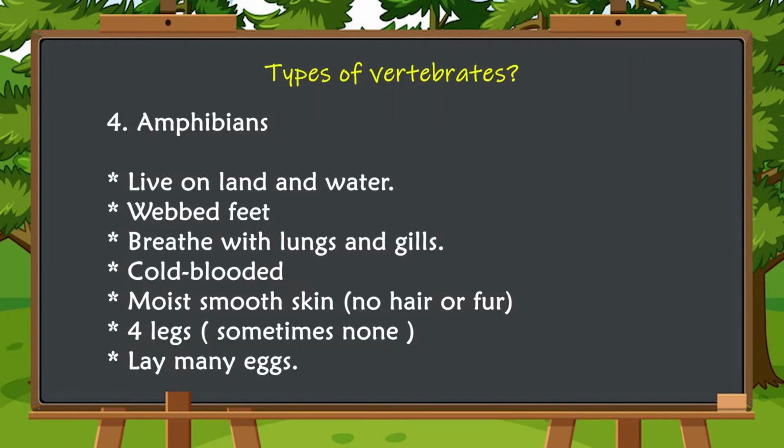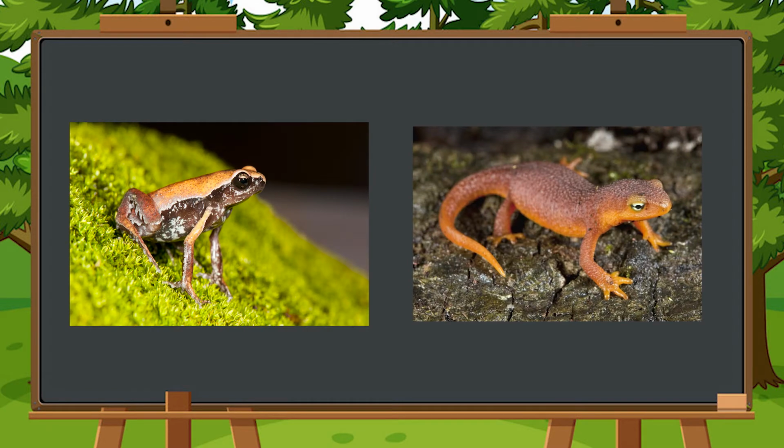The next type of vertebrate we'll be discussing are the amphibians. Amphibians live on land and water. They have webbed feet that help them to swim. They also breathe with lungs and gills. They are cold-blooded, so it makes it easier for them to survive in water. They have moist skin with no hair or fur. Some of them have 4 legs and some of them have none. Some examples of amphibians would be frogs and newts.